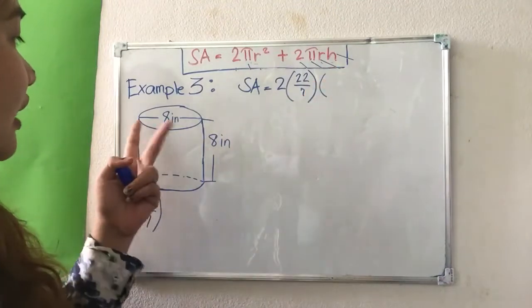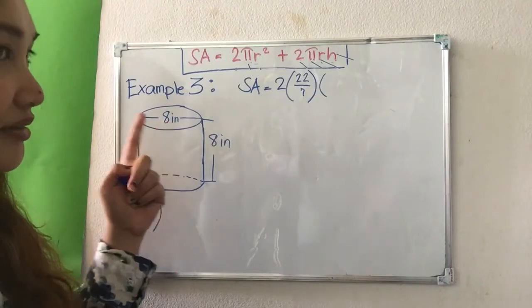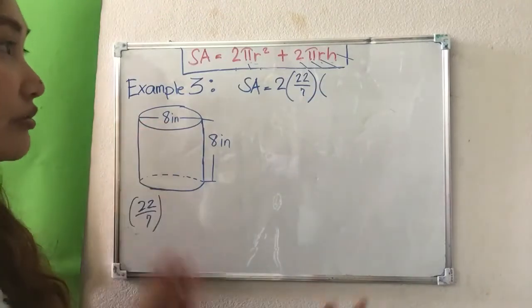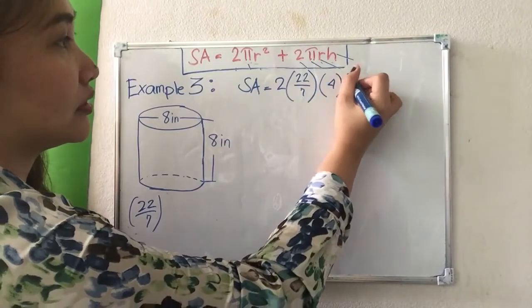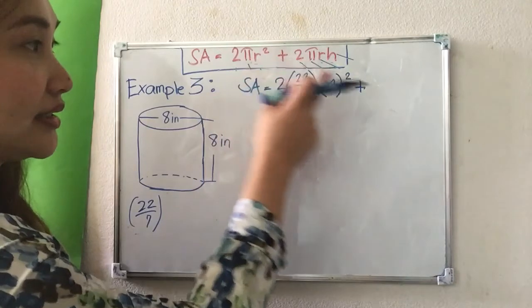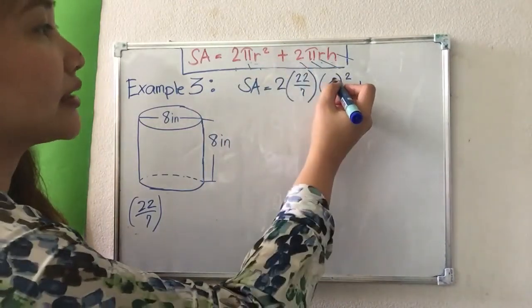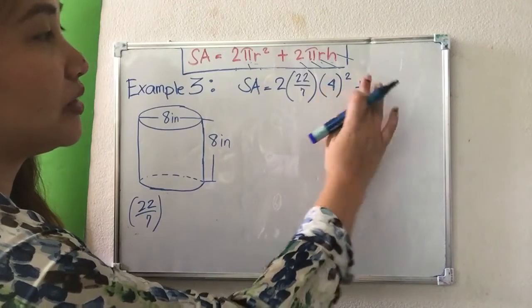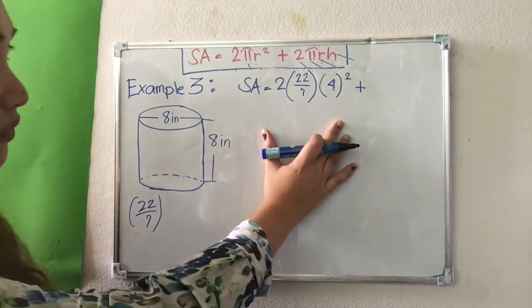What is the radius? This is the diameter and the diameter is 8. So half of that is the radius, so of course that is 4 squared plus. Do not forget to write the squared because some of you will get confused with that. If you don't write that one, then obviously that's wrong.